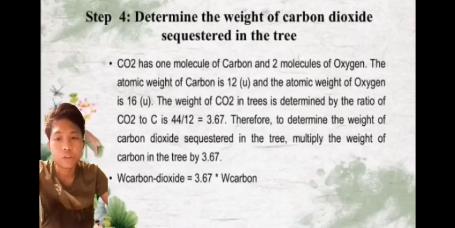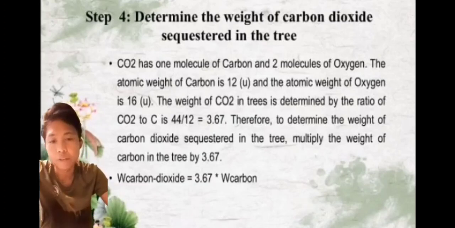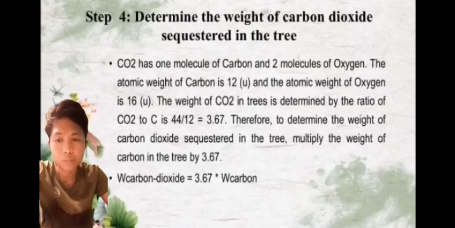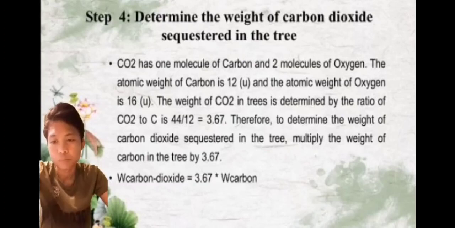3.67. Therefore, to determine the weight of carbon dioxide sequestered in the tree, multiply the weight of carbon in the tree by 3.67. Para makuha ang carbon dioxide, i-multiply na to ang 3.67 sa carbon. Ingon ana pag-solve o pagkuha sa pila ang carbon sequestered sa usa ka kahoy.